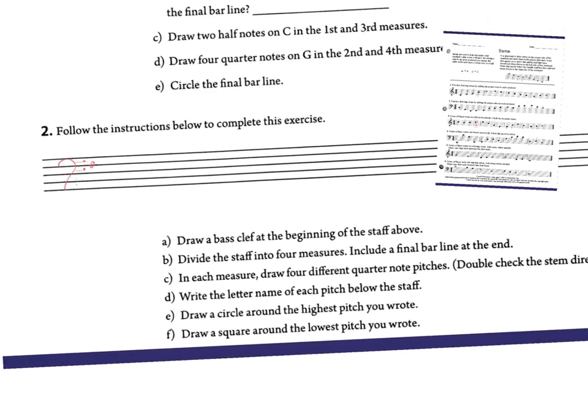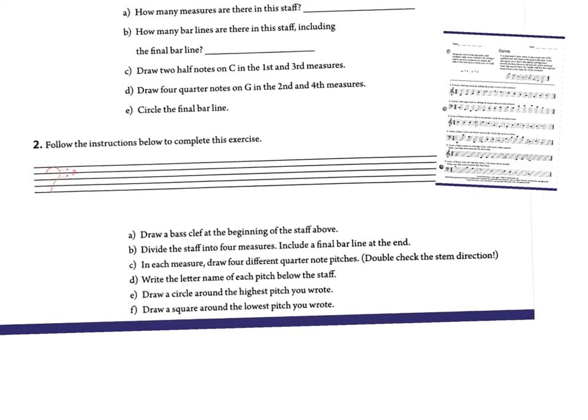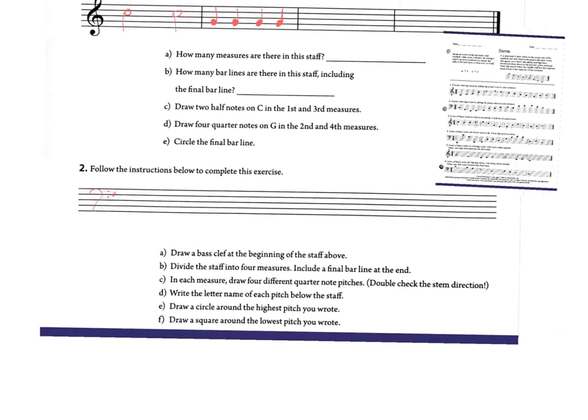B, divide it into 4 measures, final bar line at the end, so draw the final bar line the way I talked about. In each measure, draw 4 different quarter note pitches. So different pitches, that's high or low, so you can pick to put them anywhere you want, but make sure the stems are going the right way. Write the letter name of each pitch below your staff, so whatever you picked, write the letter names below. Draw a circle around the highest pitch you wrote and a square around the lowest pitch you wrote, and that's it.